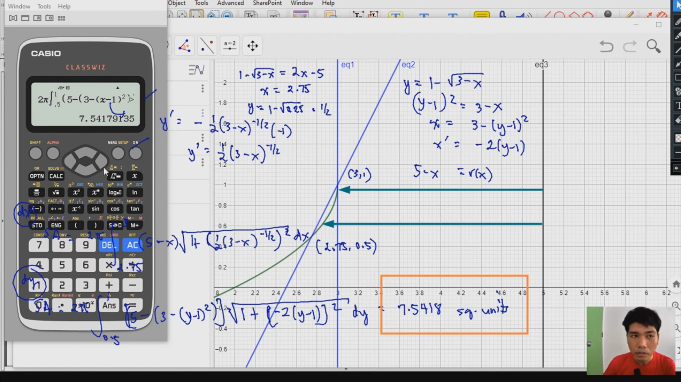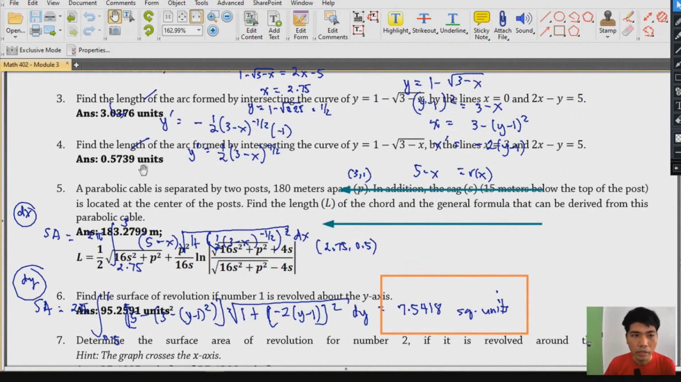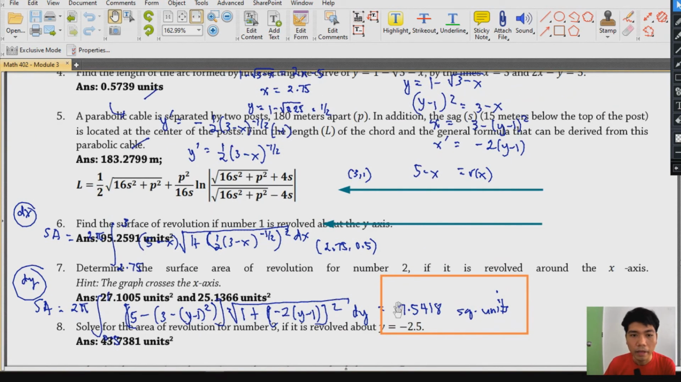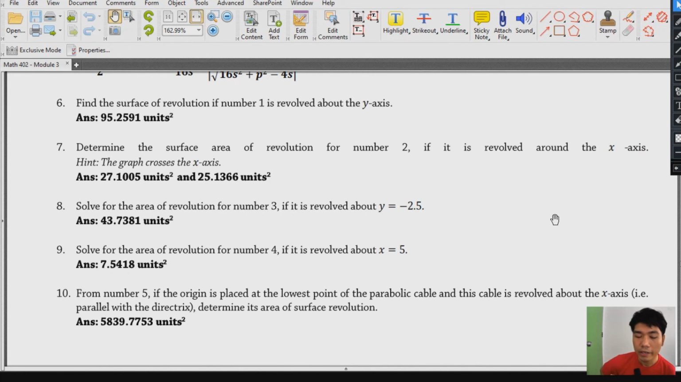Now, let's go back to this and remove the r of x expression, and let's just check if we will be able to determine the arc length. So we will just remove this, and then this should give us the answer 5.7389, which is actually the answer here. This one, 0.5739. And our surface area is 7.5418 in this number 9. Okay, so hopefully you understood our discussion.